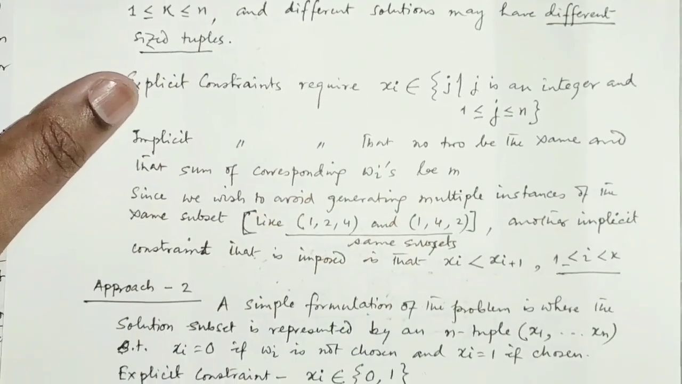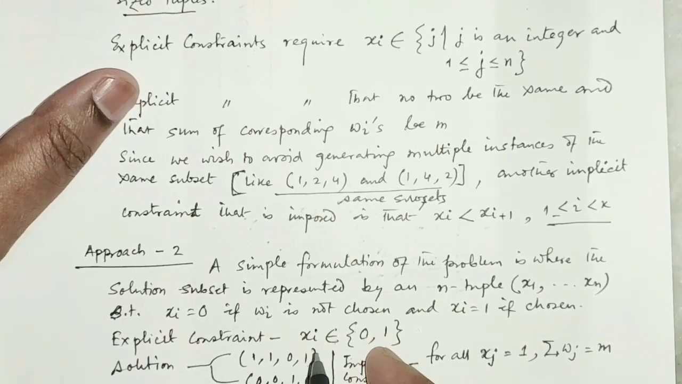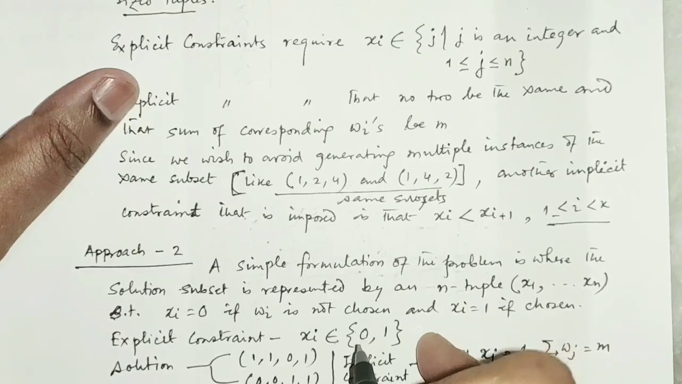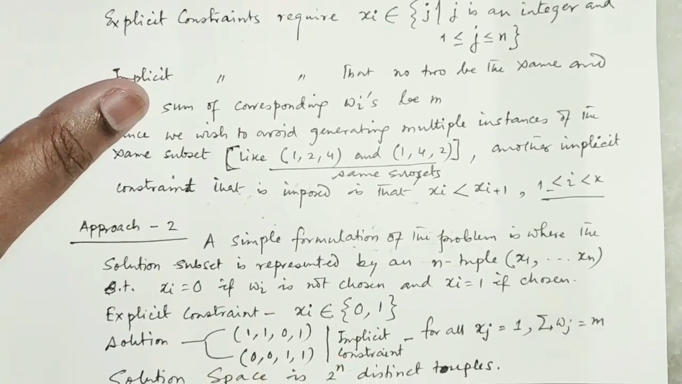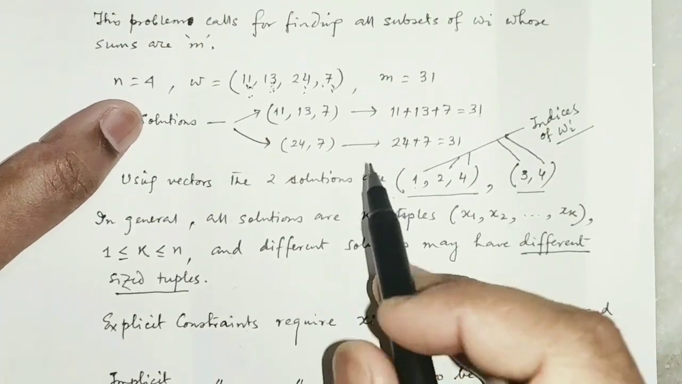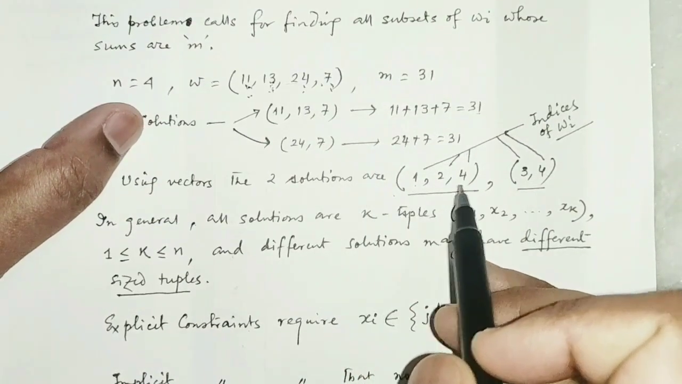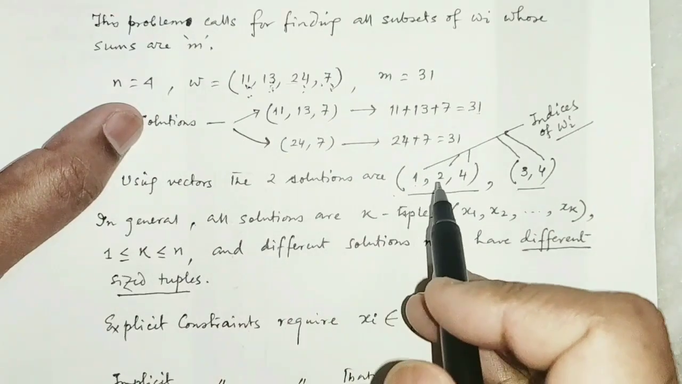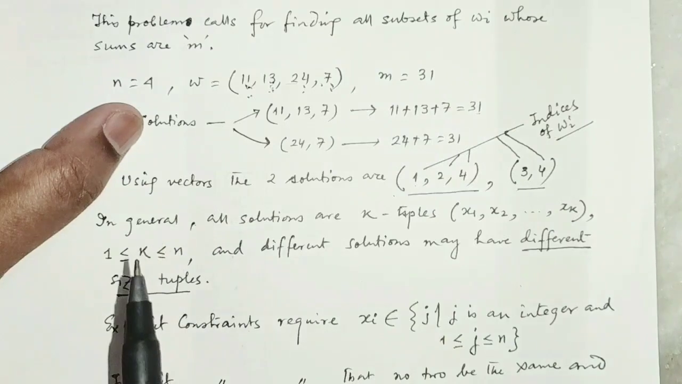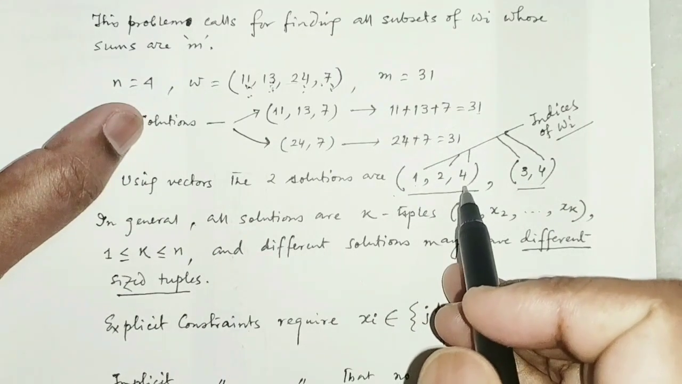So similarly, what will be the explicit constraints? The explicit constraint is xi, which is either 0 or 1. That means chosen or not chosen. And the solution is, you have taken the first item, second item, third item not, and fourth item. That means first item taken, that is 1. Second item taken, that is again 1. Third item is not taken, so it is 0. Fourth item taken, so it is 1.